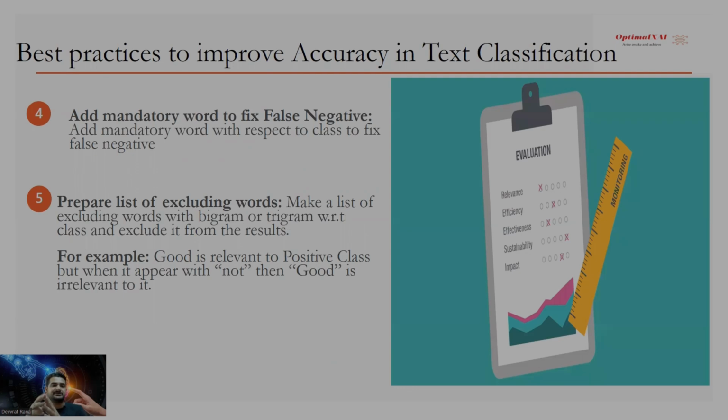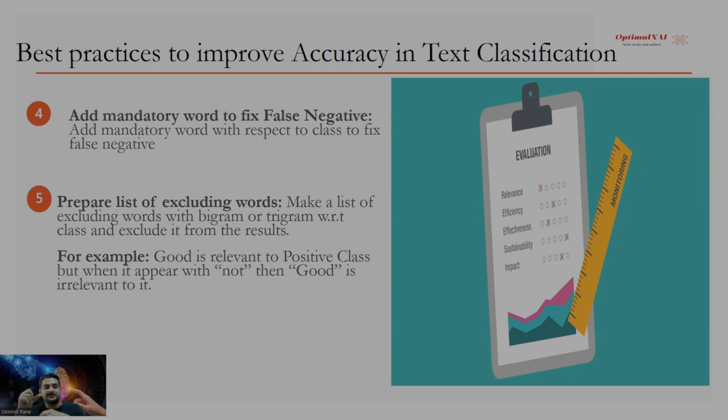And another one is to prepare a mandatory word list for the negative class to fix the false negatives. Similar to the false positive, we can prepare another list of words to make sure there are no false negatives. And in the fifth point, we can prepare an excluding word list by using trigrams, bigrams, and fourgrams. During our EDA, we can find this kind of information.